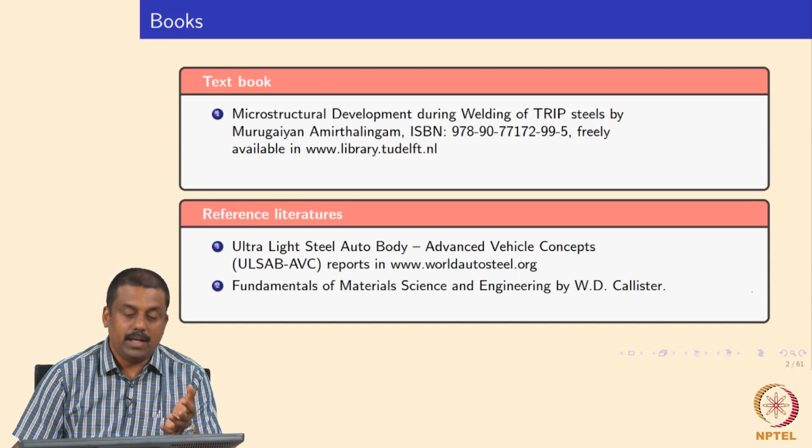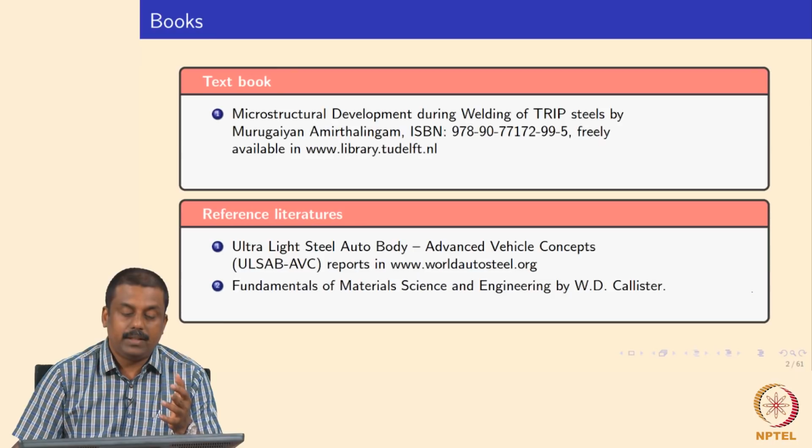Some of the literature I am going to use for these lectures is from the ULSAB documentation. What is ULSAB? ULSAB is Ultralight Steel Auto Body, the advanced vehicle concepts. It is actually a body set up by the steel makers and automakers. You can download the various reports and materials I am going to refer to from the website www.worldautosteel.org. It's a very nice website, and you can go and learn a lot about the advanced high strength steels as well as their processing and applications.